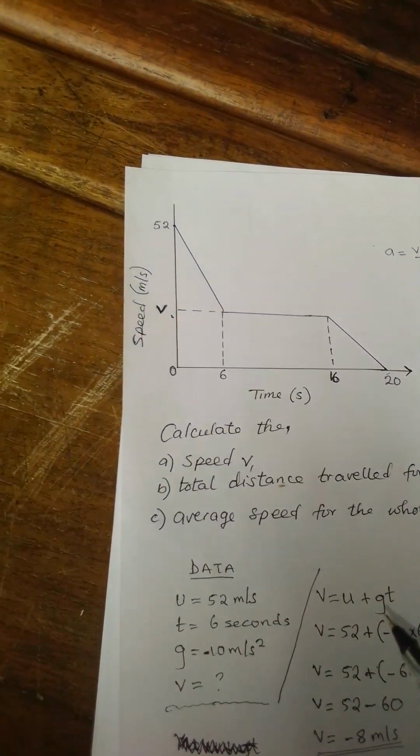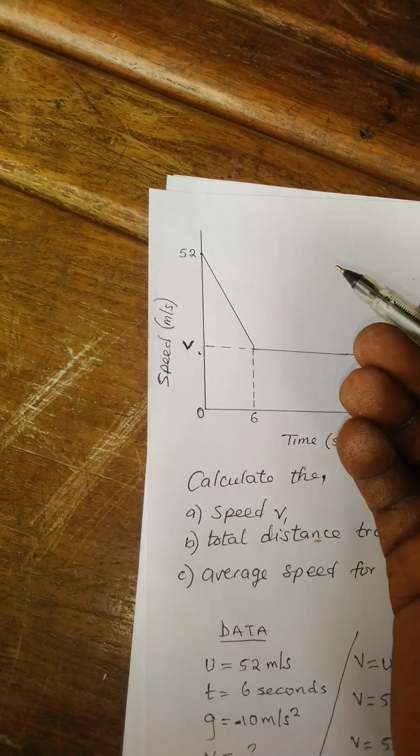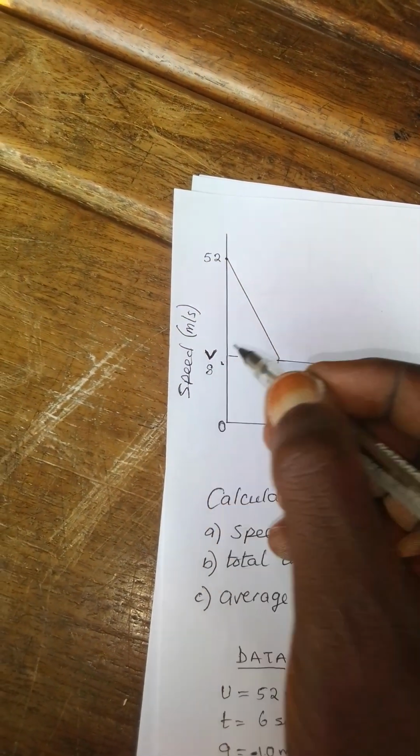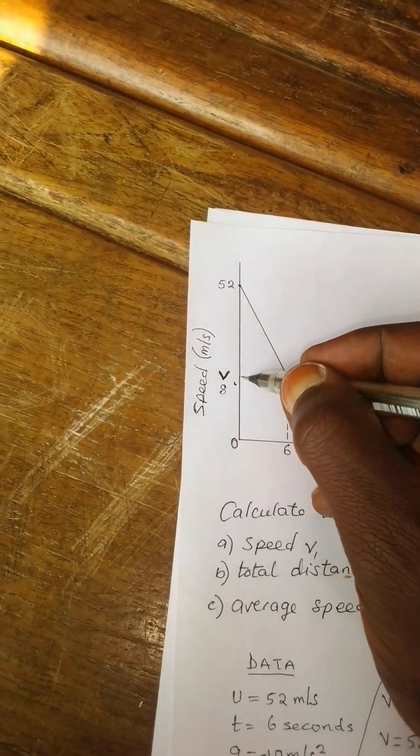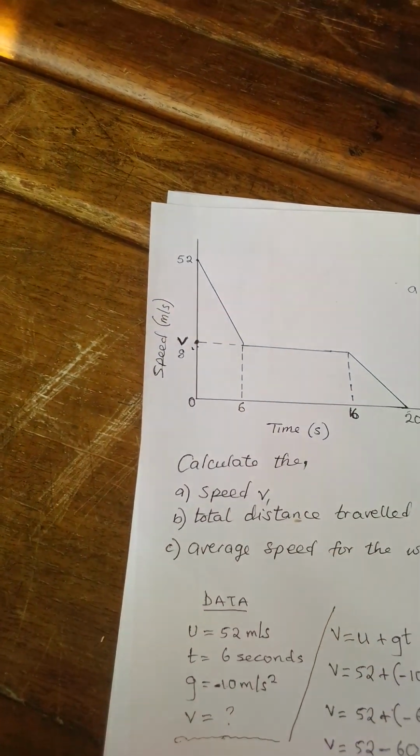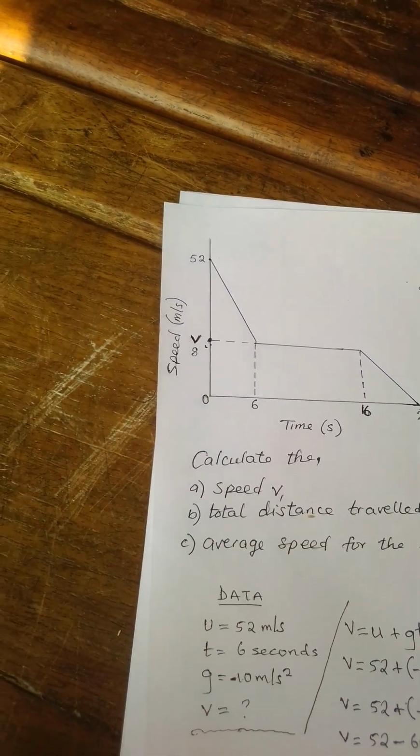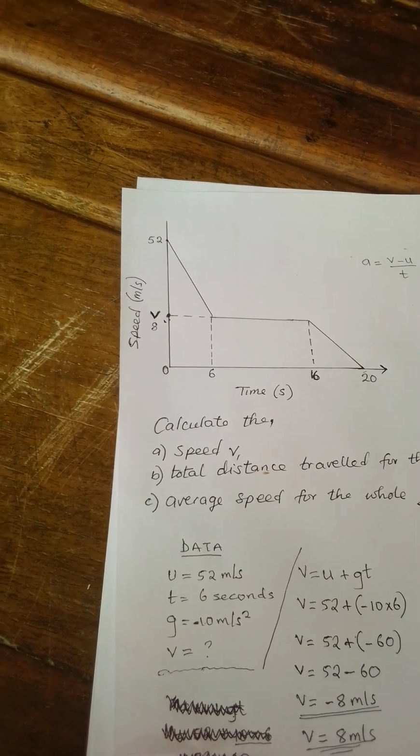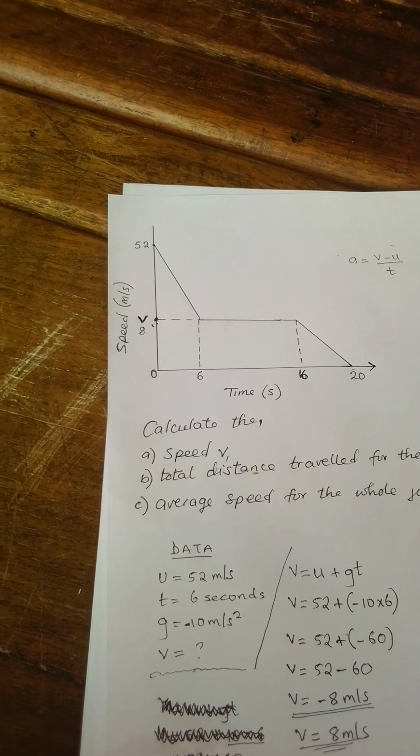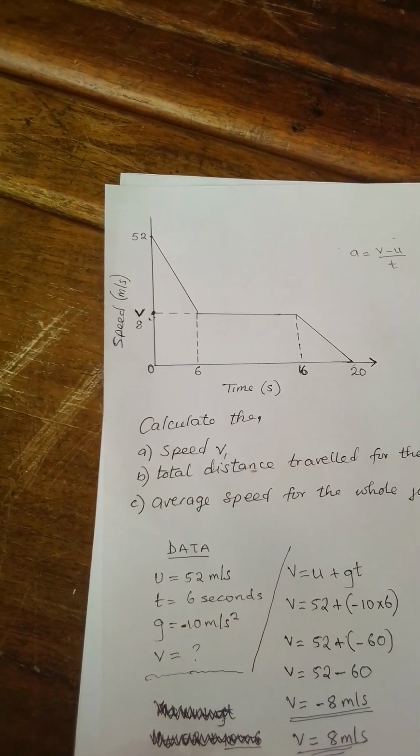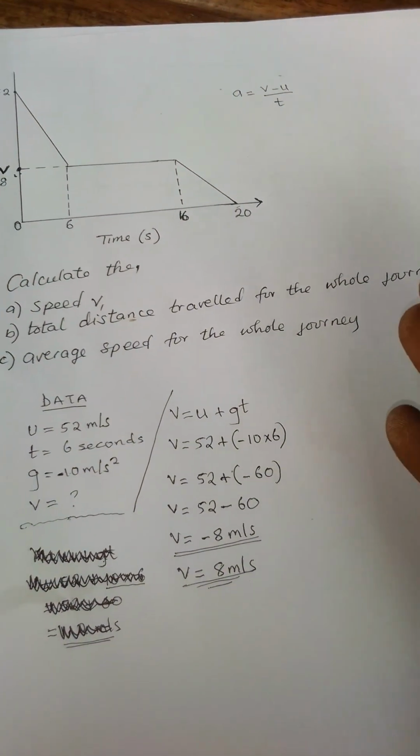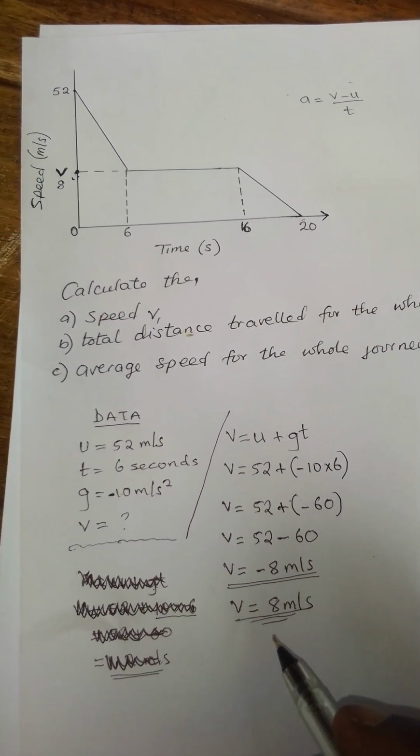So now you come back to your chart, to your graph, so you write 8 here. So there's 8 there, where there's a velocity v. There's an 8 here, 8 meters per second. Right. So it decelerated from a speed of 52 meters per second to 8 meters per second in 6 seconds. So this is the answer for the first question.